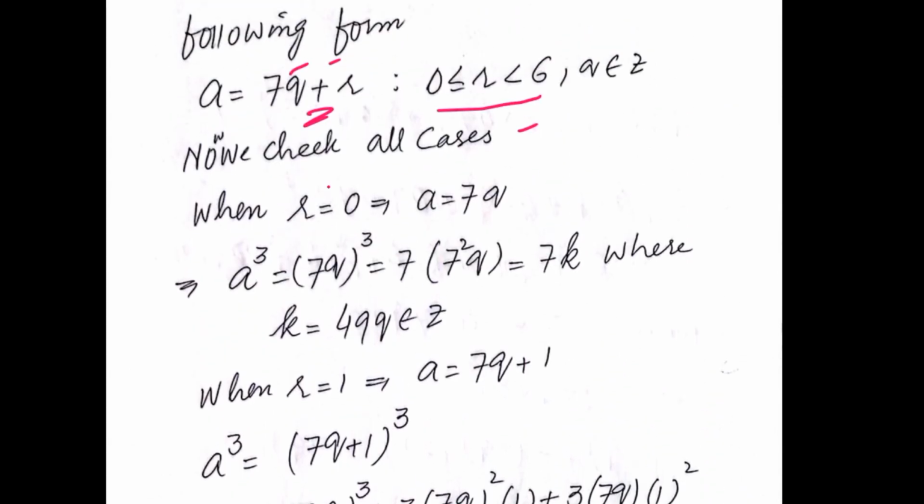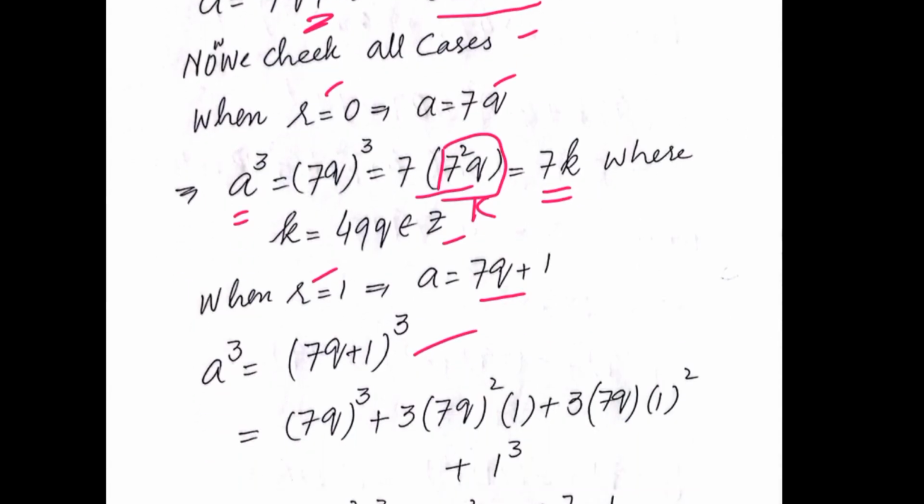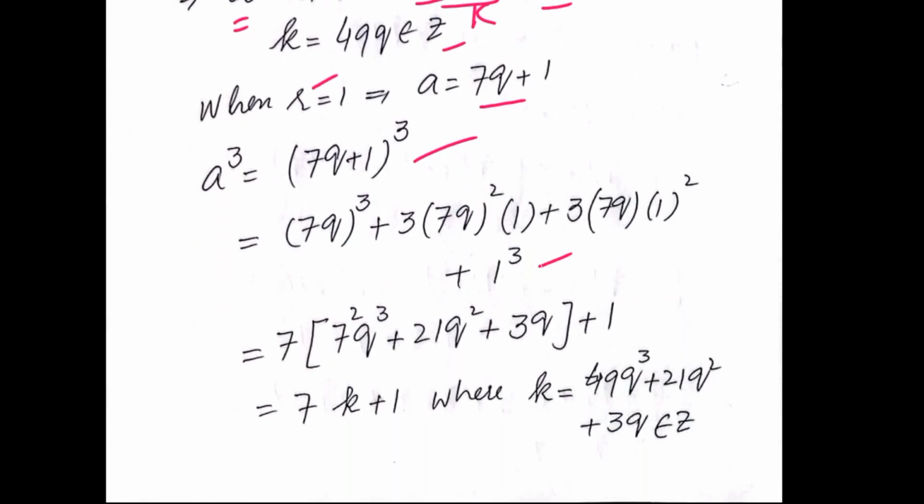So when your r is 0, your a becomes 7q. Its cube is 7q whole cube, which can be written as 7 into 7 square q cube. As 7 square q cube is an integer, because q is an integer, say this is k, so this becomes 7k. Similarly, when your r is 1, then your a becomes 7q plus 1. By taking cube on both sides, by expanding the cube and taking 7 as a common multiple from the first 3 terms, we have 7 into this. Say this is equal to integer k, this becomes 7k plus 1 form.